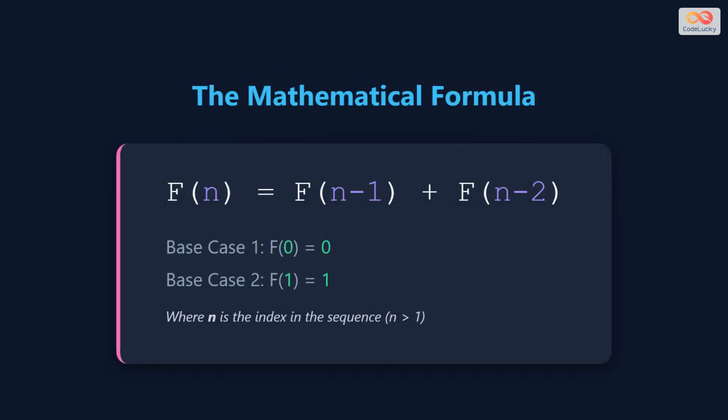Mathematically, we can express this relationship with a simple formula. F(n) is equal to F(n-1) plus F(n-2). This means to find the current number, you just add the previous two numbers together. We also need base cases to stop the logic from running forever. F(0) is 0, and F(1) is 1.